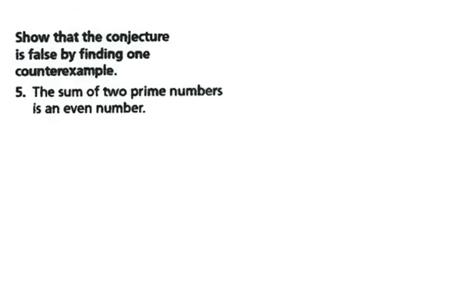Last example, and then we'll get you going on the homework. It says show that the conjecture is false by providing one counterexample. This one says the sum of 2 prime numbers is an even number. So let's go ahead and hit pause. Let's try to come up with at least a few different ones. The sum of 2 prime numbers is an even number.